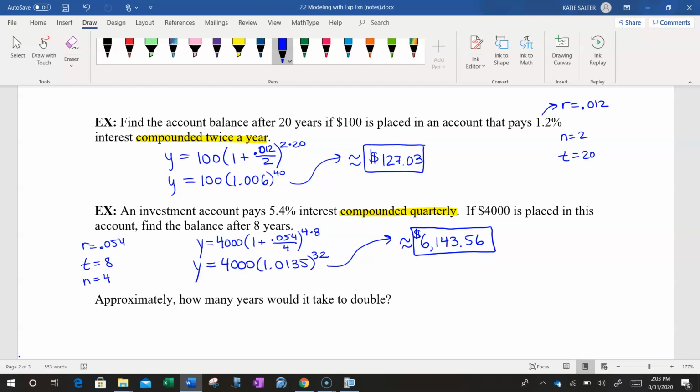So for this one, our initial value was $4,000. That's our principal. We want to find out the balance after 8 years, so T is 8. It is being compounded quarterly. That's how we know we have to use this new formula because it's not just done annually. So that's 4 times a year. We pop everything in our formula, pop it in our calculators, and we can see that after 8 years, they now have $6,143.56.